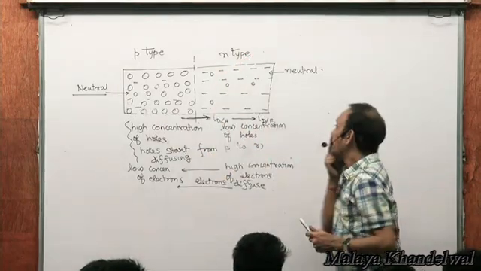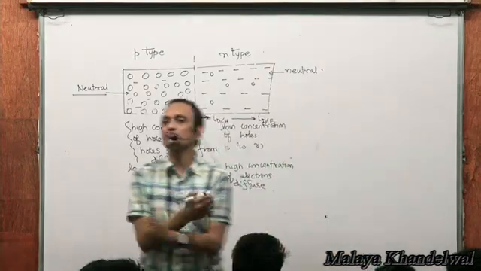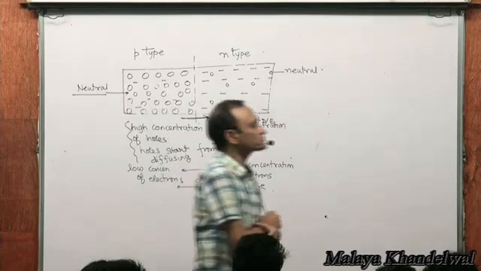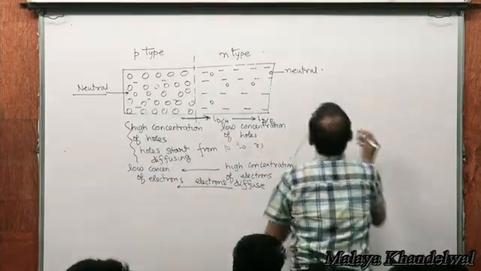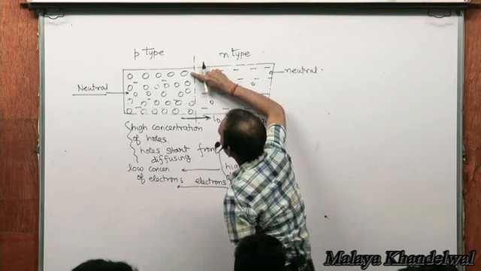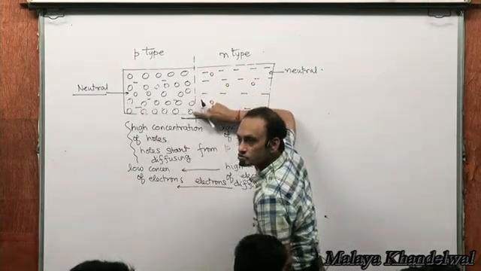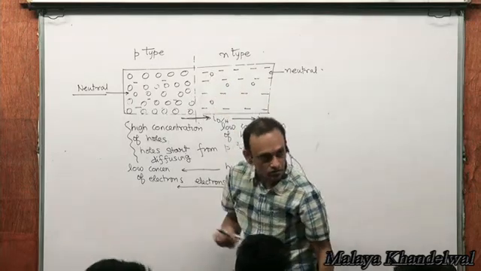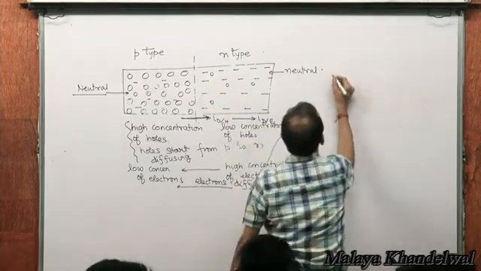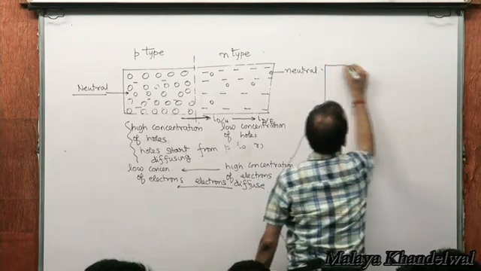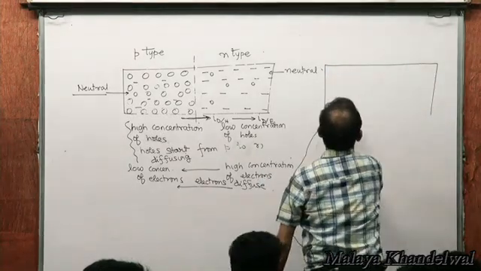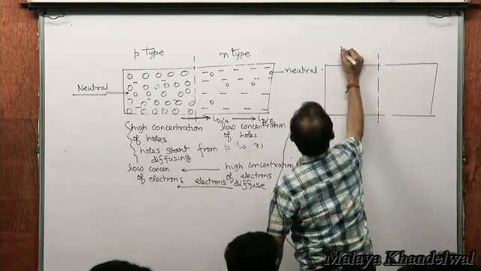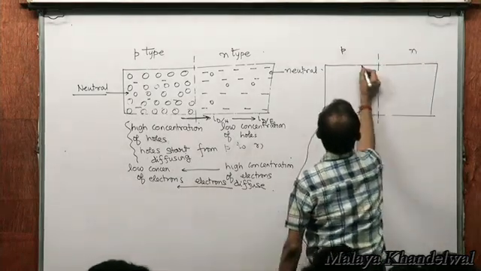Right? Now, once this process of diffusion starts owing to difference in concentration levels, see, there is a layer of boron here close to the junction. There is a layer of phosphorus here close to the junction. Yes or no? Let me just draw that. Close to the junction. This is my p-type. This is my n-type.